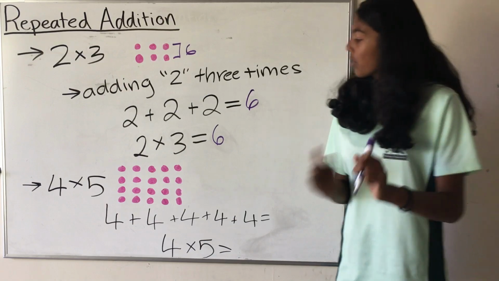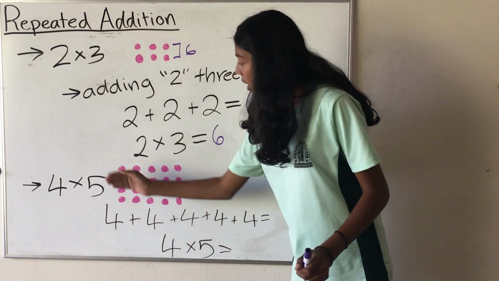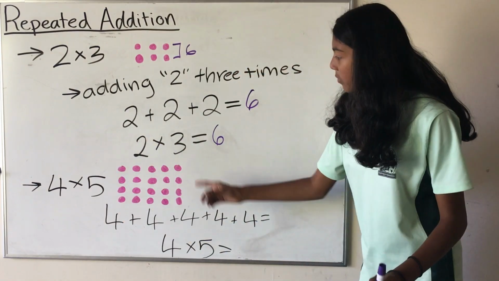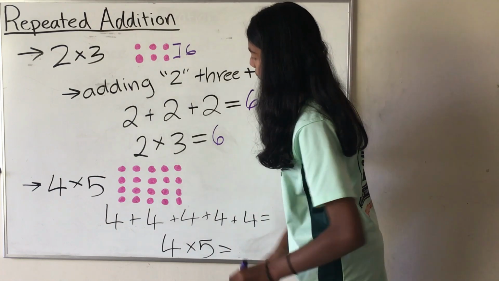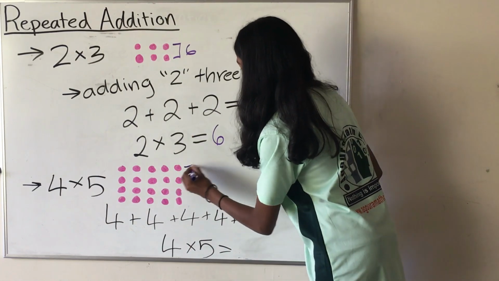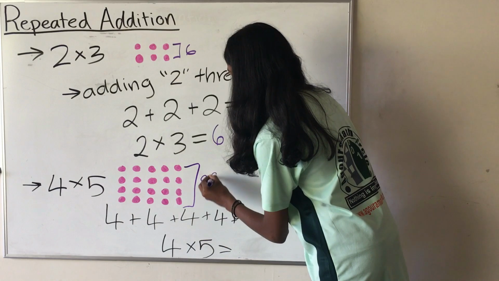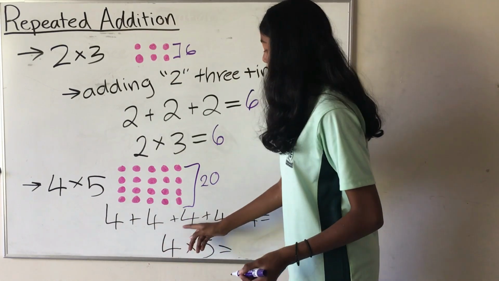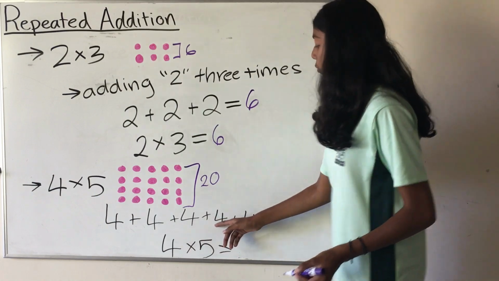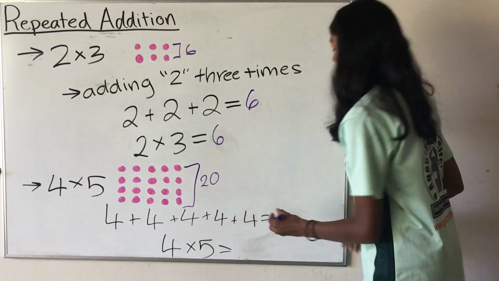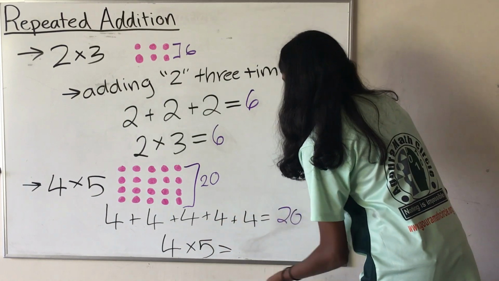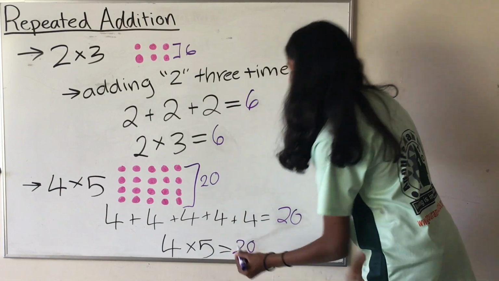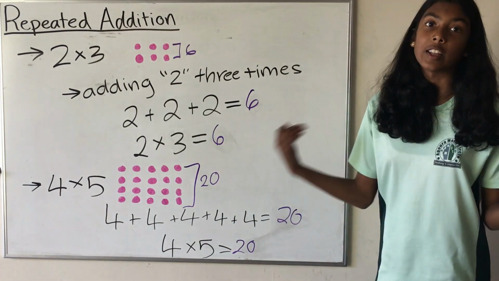4 times 5. There are 4 rows, and for each of those rows there are 5 dots. And counting them out, which I'm not going to do, we get 20. But repeated addition wise, 4 plus 4 is 8, plus another 4 is 12. 12 plus 4 is 16. 16 plus 4 is 20. And so 4 times 5 is 20, which is the same here, so that's our answer.